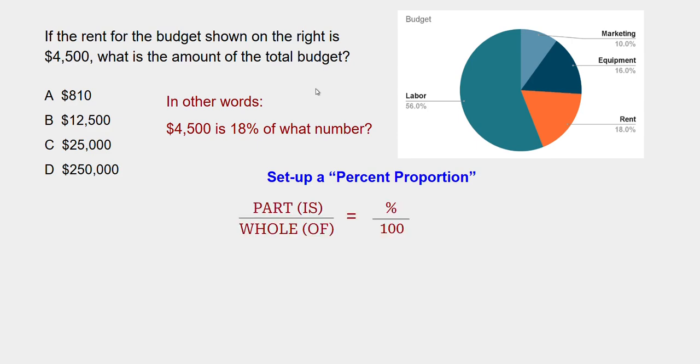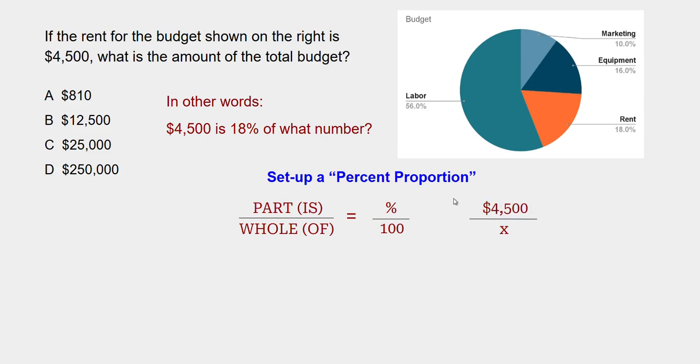So let's do that. This is the percent proportion formula. Part over whole equals percent over 100. Sometimes that's thought of as is over of equals percent over 100. Hopefully you have seen one of those or both in the past. Now let's fill in our numbers.